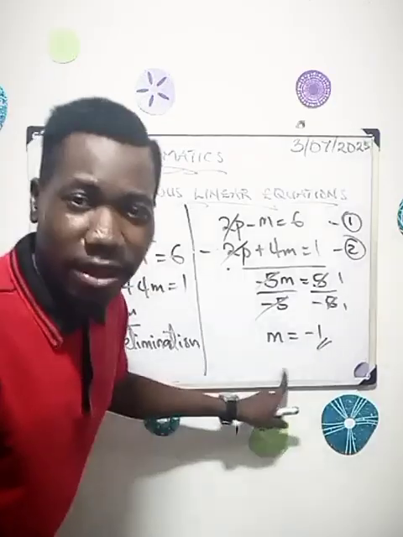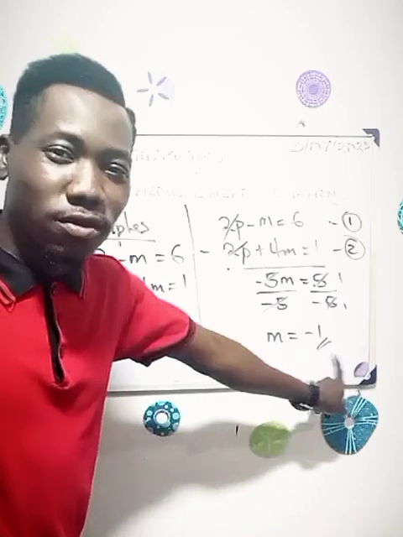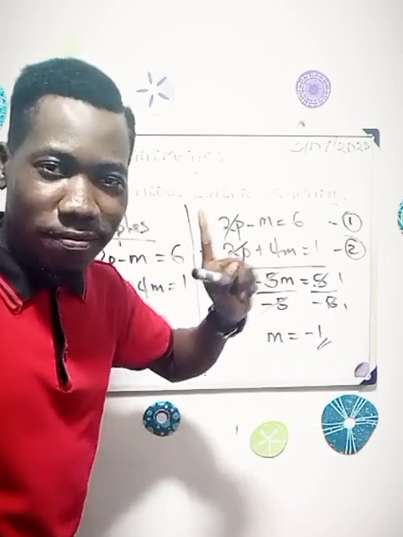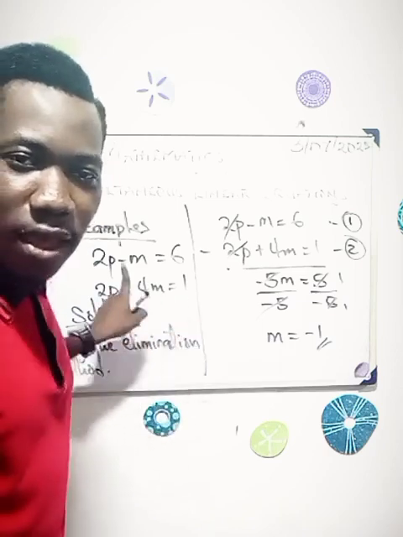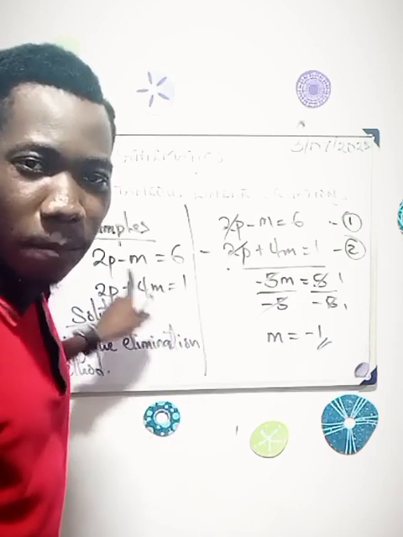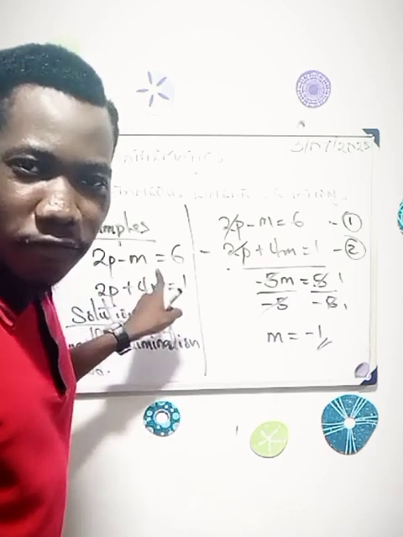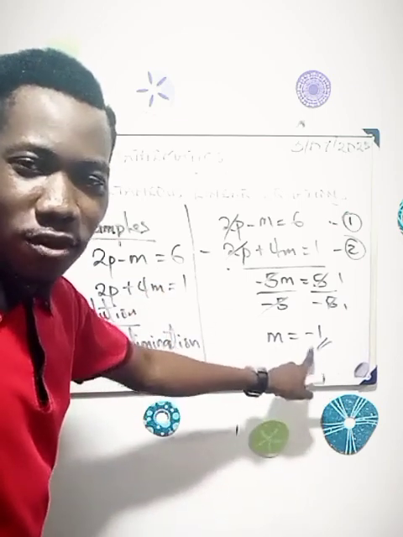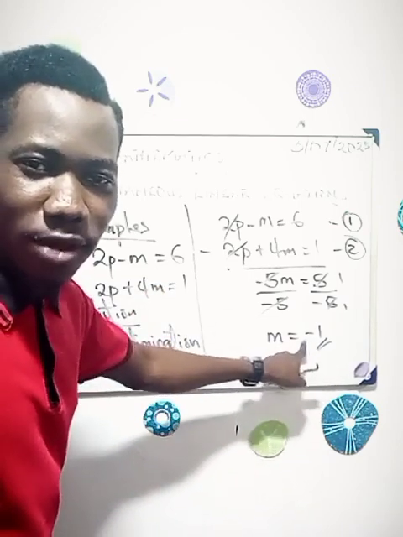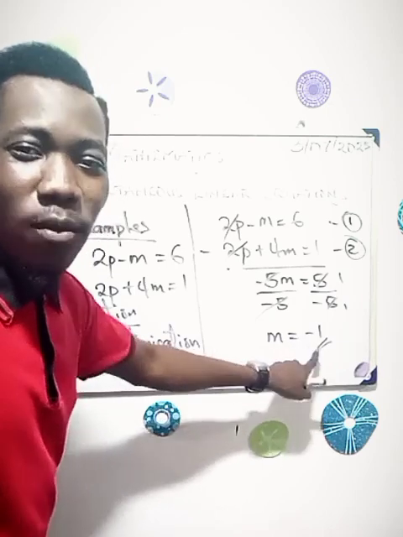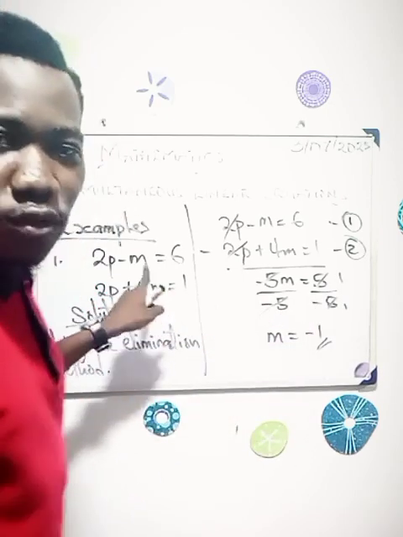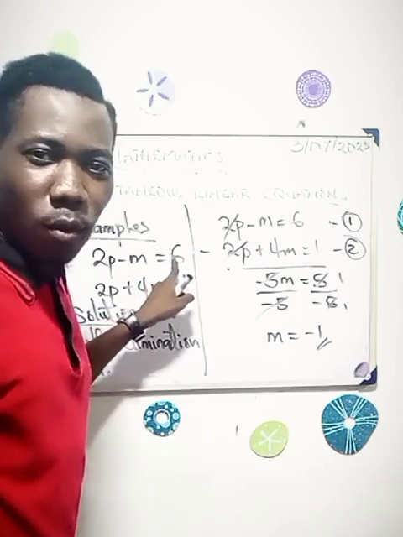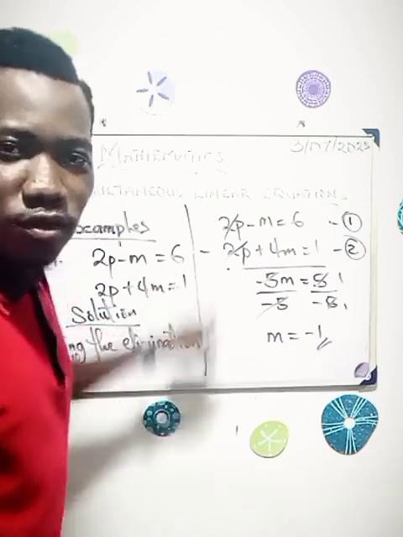So we've gotten the value of m to be minus 1. We're not done. Don't forget, we're solving this equation and this equation, and we have two variables to be solved for: to solve for p, and also to solve for m. We've just gone halfway, which is to get the value of one of them, which is m in this case. Now we're going to use this value of m, insert it into equation 1 or equation 2, and use it to get the value of p.